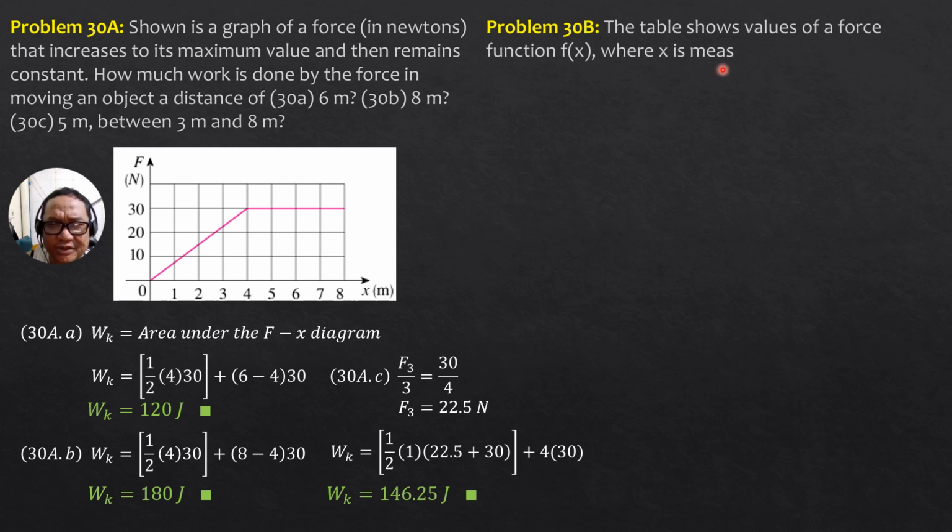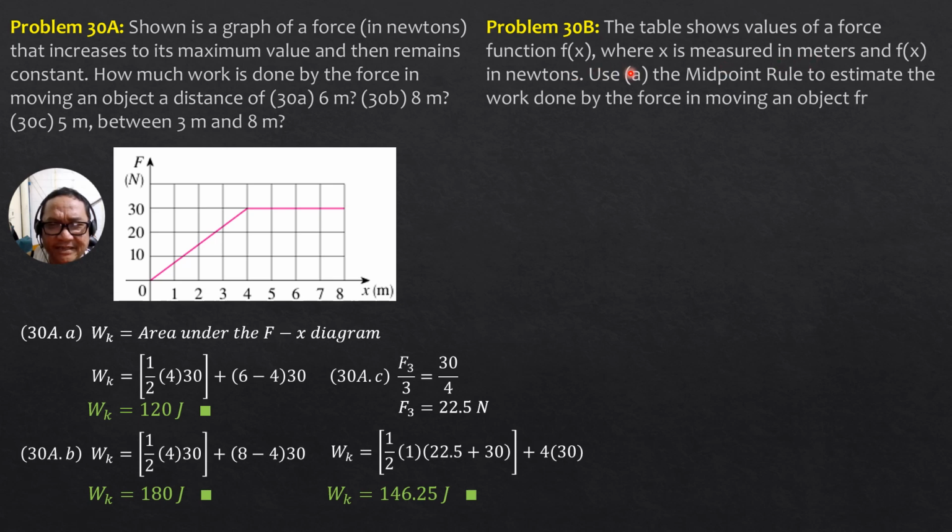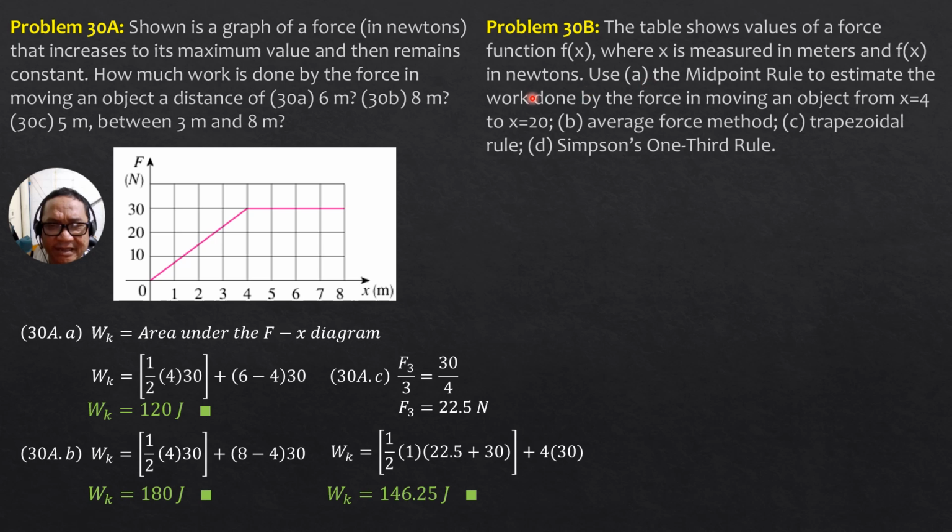Then let's proceed to problem 30b. The table shows values of a force function f of x, where x is measured in meters, and f of x in newtons. Use letter A, the midpoint rule, to estimate the work done by the force in moving an object from x equals 4 to x equals 20 meters. Then letter B, by the average force method, we simply get the average, then times the displacement from 4 to 20, so that's 16 meters.